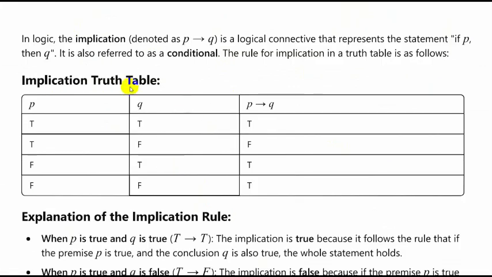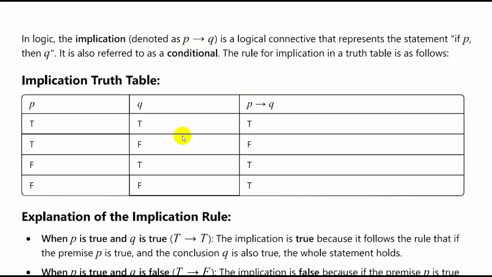So I'm digressing a little bit here, and we'll look at the truth table for the implication because I've not done this before. So let us learn how the truth table for implication works. In logic, implication, denoted as P then Q, is a logical connective that represents the statement if P then Q. It is also referred to as a conditional statement.